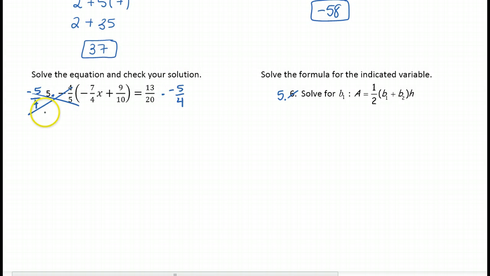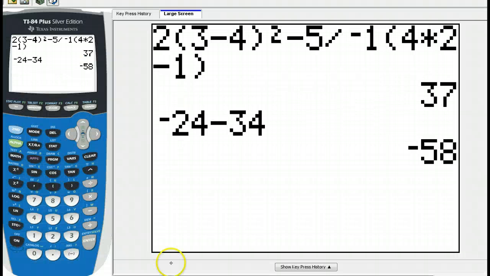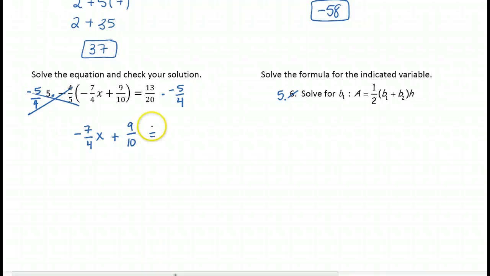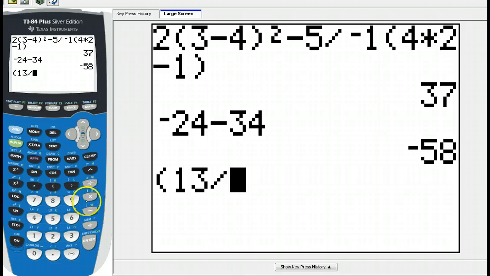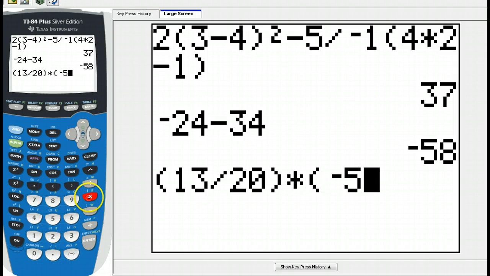So those cancel. Remember, you have to do what you do to one side, you have to do to the other. So you're left with negative 7/4x plus 9/10 equals. Now, don't be scared. Fractions are not scary because we have nice, awesome calculators that help us out. If you're not sure what to do, you could multiply by hand. Remember, multiplying means across the numerator and across the denominator. But I have 13/20. Make sure you always use parentheses. 13/20 times negative 5, divided by 4.